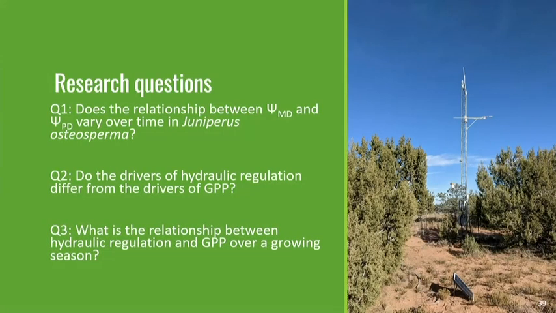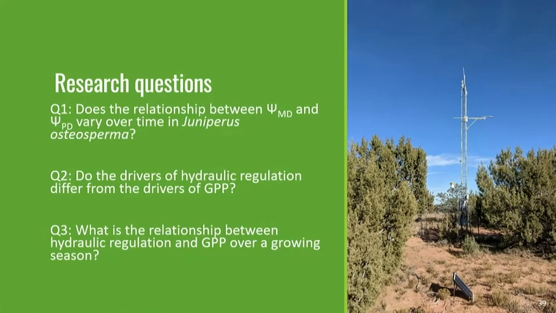So my research questions for this section include: does the relationship between midday and pre-dawn water potentials vary over time in Utah juniper? Do the drivers of hydraulic regulation, or water potential regulation, differ from the drivers of gross primary productivity, which is kind of carbon uptake? And lastly, is there a relationship, and if there is, what is it, between this hydraulic regulation and GPP?